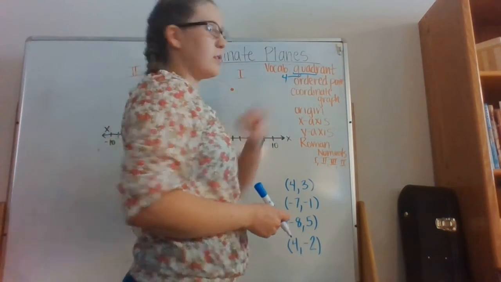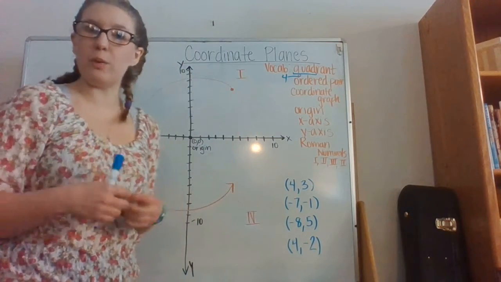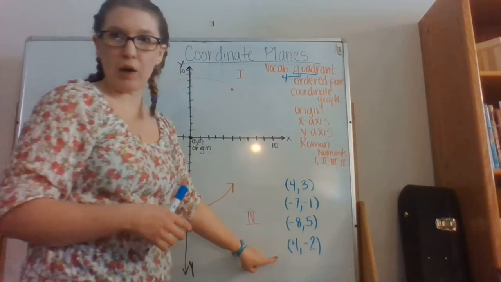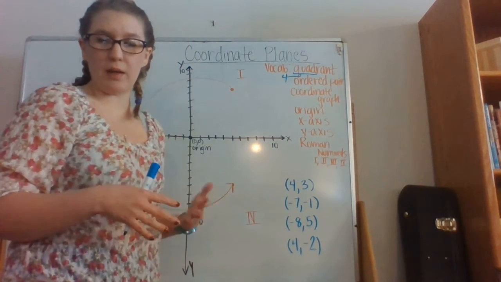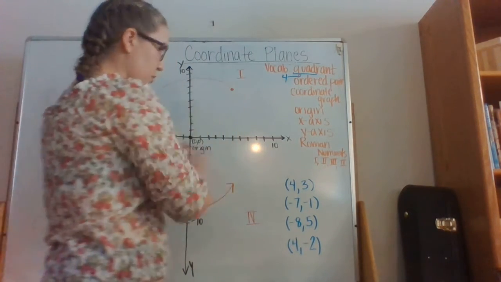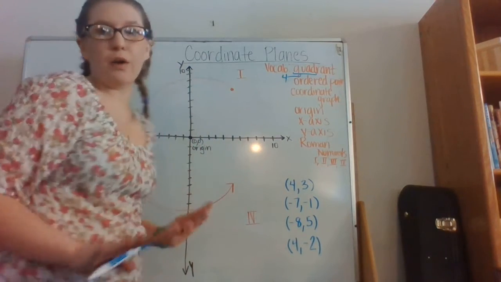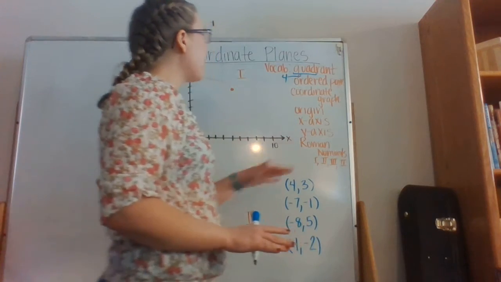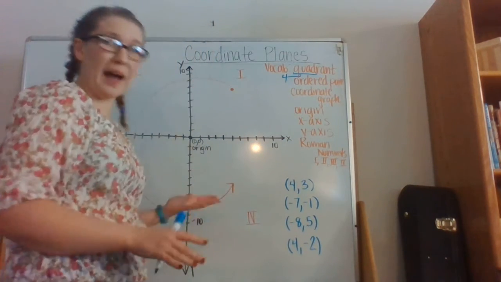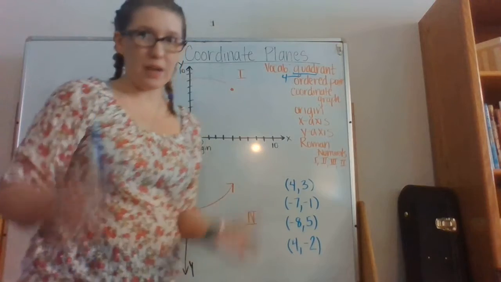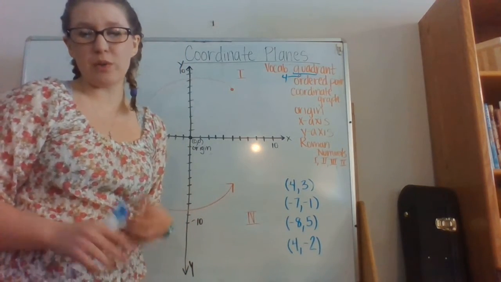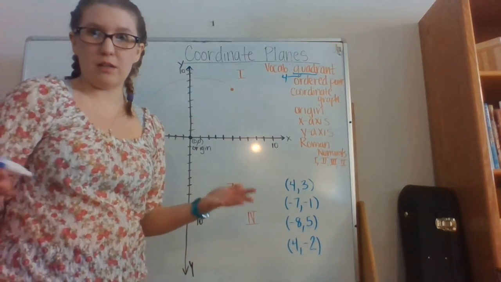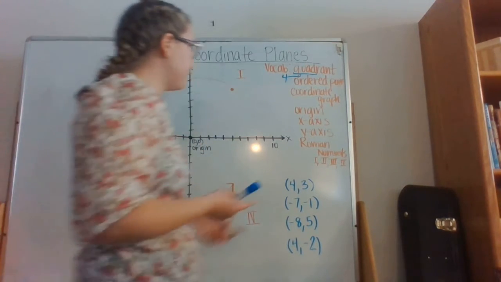There's also this term, an ordered pair. An ordered pair is just the pair of numbers that tells me where it's going, where those numbers are going on my coordinate plane. And like I said, I might call this a coordinate graph too, or just a graph. So there's a couple of different terms that I might say that are somewhat interchangeable.